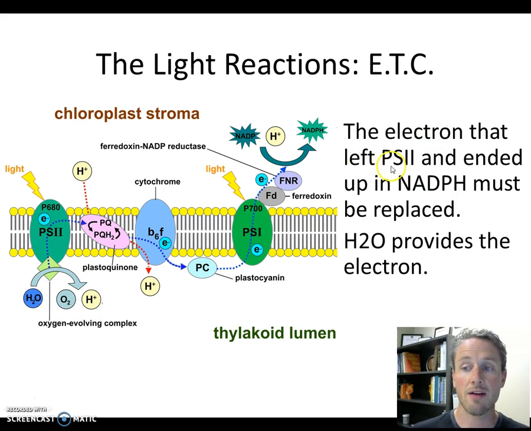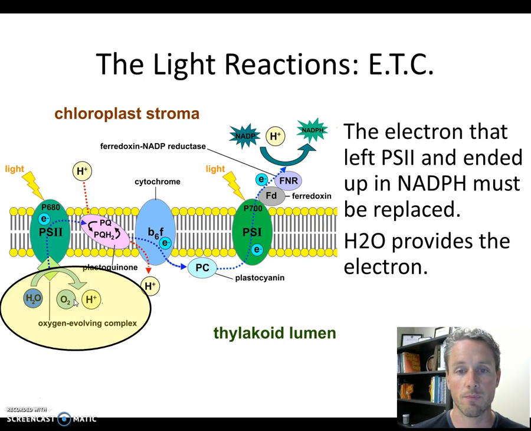So the electron that left photosystem 2 and ended up in NADPH must be replaced. Water provides that electron, and that's why we get oxygen out of this step as well. So again, that's happening right here. Split water to make oxygen and hydrogen. The electron went into photosystem 2.